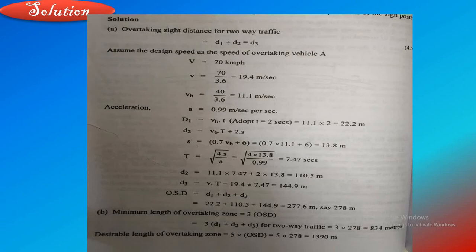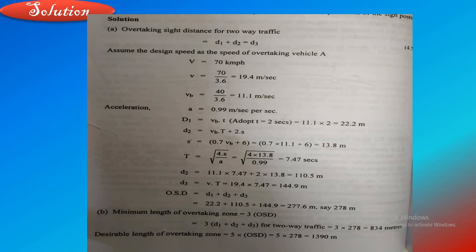And Vb value is there, T value is there, S value is there. We need to substitute these values in D2, where D2 is equal to Vb, 11.1, into T, 7.47, plus 2 into S value, 13.8. That value is 110.5 meters. That is the D2 value.